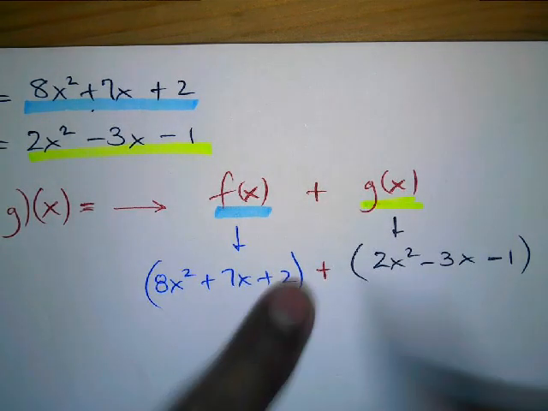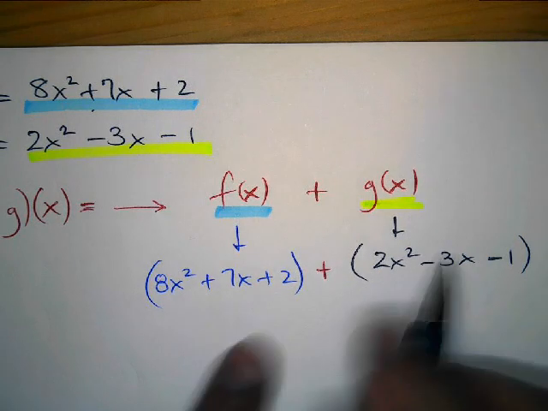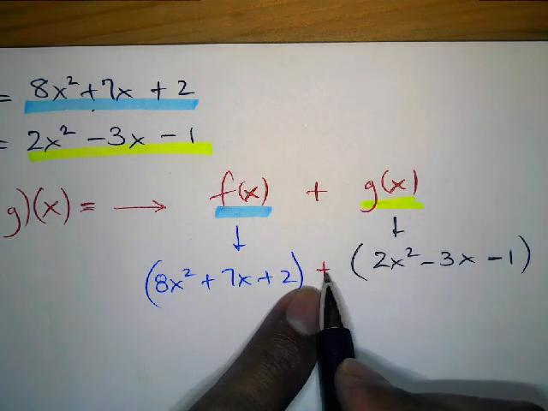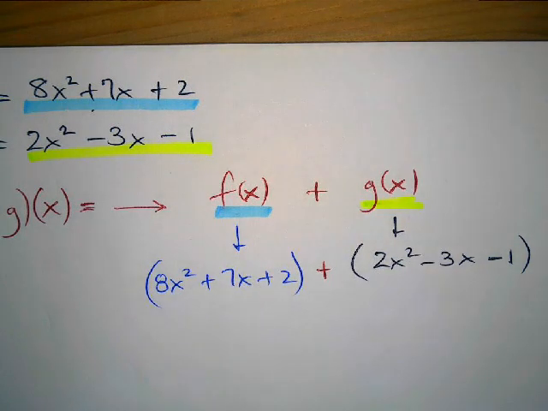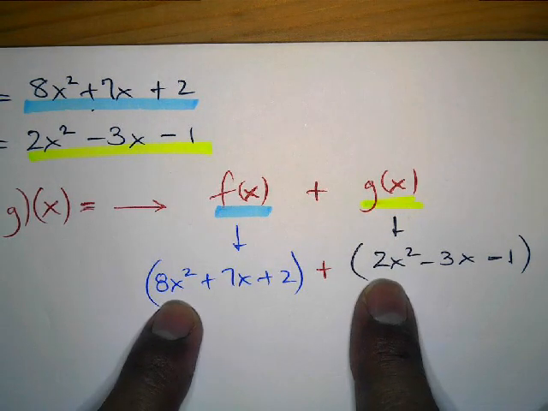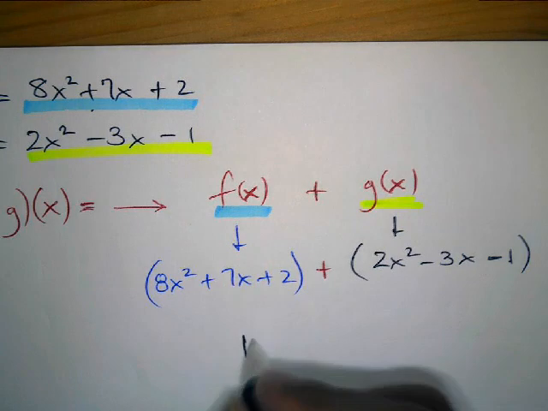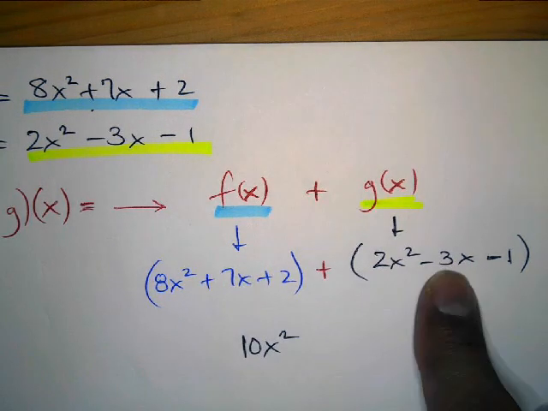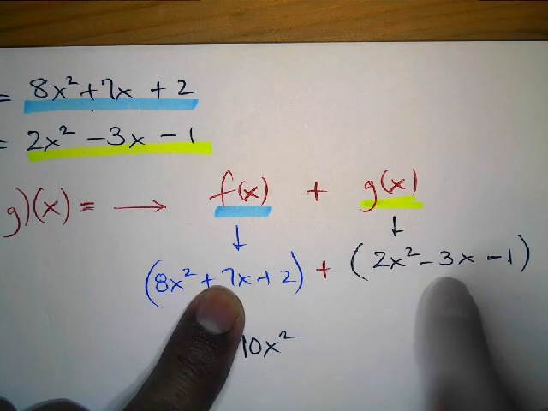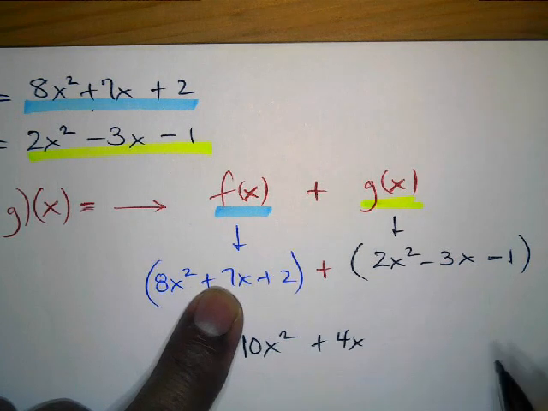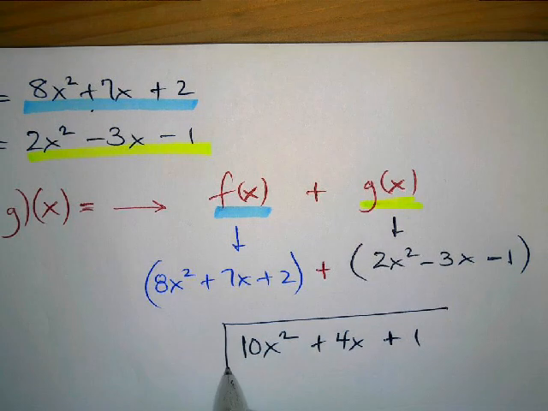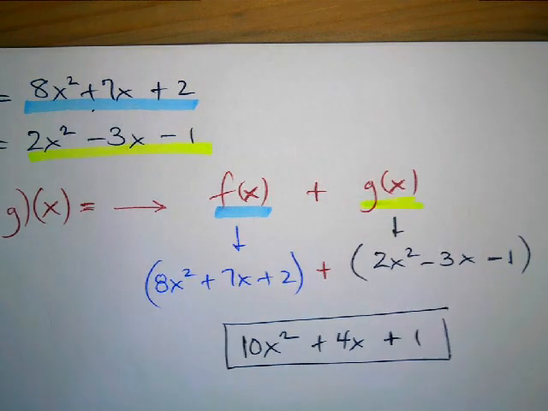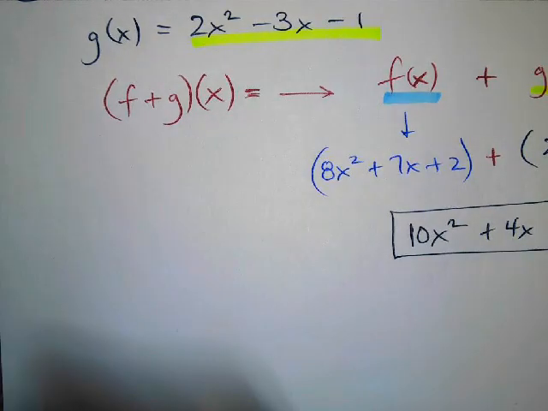Right? And then you just combine like terms. Again, the addition doesn't change anything. So when it's addition, you're okay. But when it's subtraction, it does affect the signs of this second function, right? So I add the 8x squared with the 2x squared, so that gives me 10x squared. The 7x and take away 3x, that is plus 4x. And 2 take away 1 is plus 1, right? We can add it straightforward.